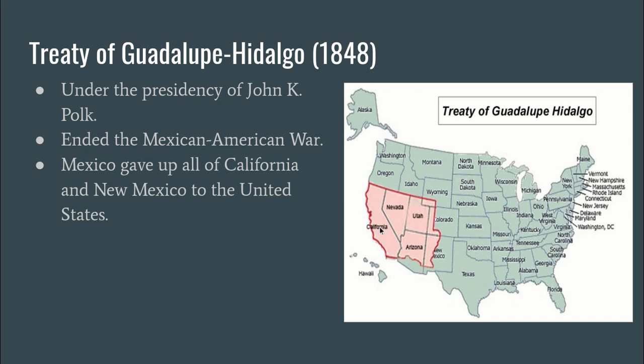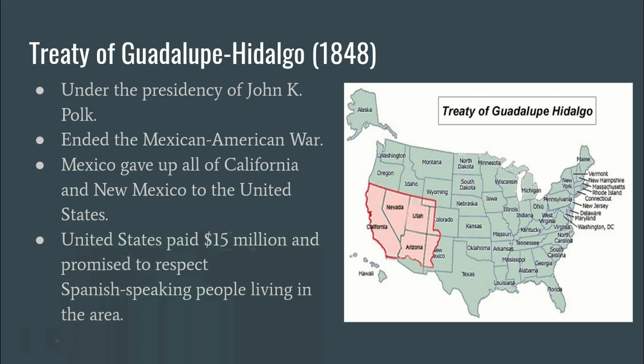As you see the red area on the map, this was called New Mexico at the time, but it's parts of New Mexico, Arizona, all of Utah, Nevada, California, modern day states. Mexico gave all that up to the United States. In terms of size, it was larger than the Louisiana Purchase in terms of square miles. And in return for the land, the United States paid Mexico $15 million and promised to respect Spanish-speaking people living in the area. And this is also known as the Mexican Cession.